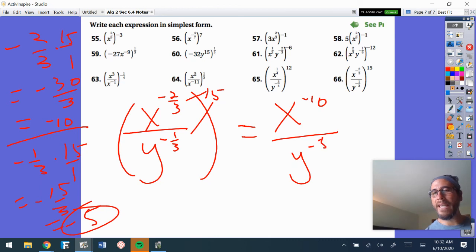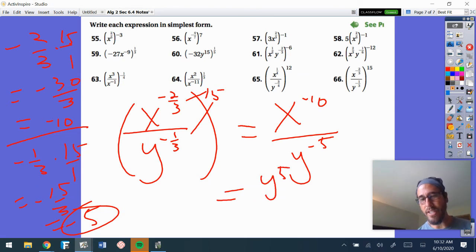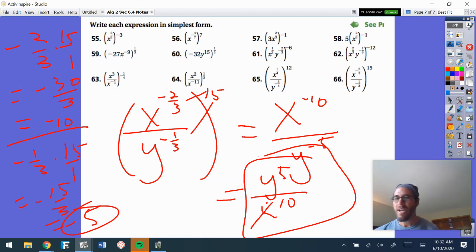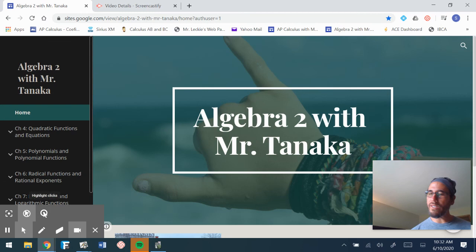So it's y to, oh my gosh, they both have negative exponents. So let's flip-flop, right? It just flip-flops. So you get y to the 5th on the top, you get x to the 10th on the bottom, and we say it's done. That's it. All right, that is section 6.4. We are done with that one.